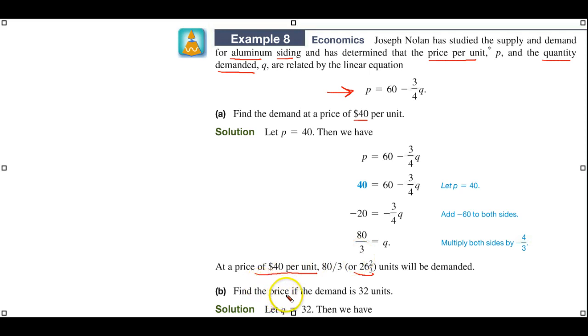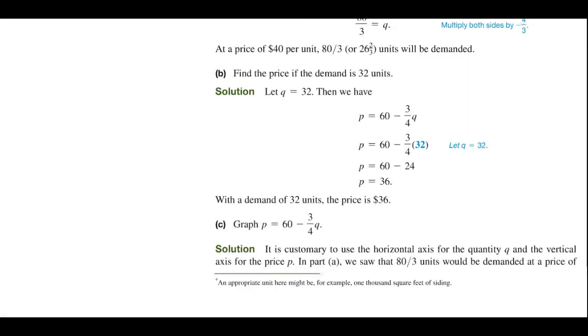Find the price if the demand is 32 units now. Well, we're going to put 32 units there, and let's move it up to see it. So 32 units will be our Q value. So where the Q is, we substitute 32. Notice this cancels nicely. 4 goes into there once. 4 goes into there 8 times. -3 times 8 is -24. So the price would be $36 when the demand is 32 units.